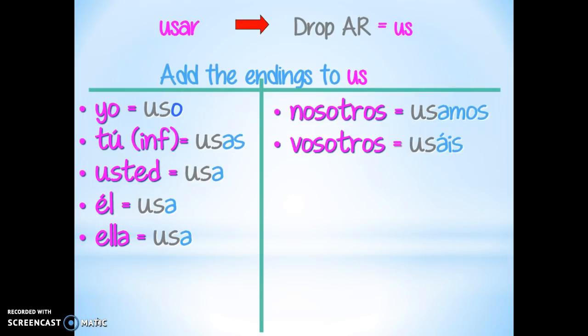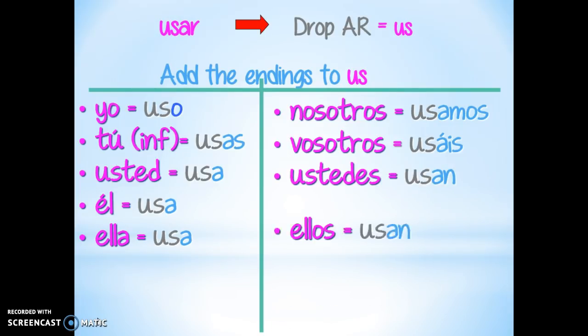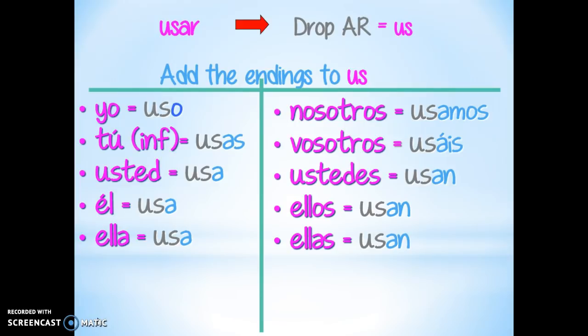And then we know that ustedes, ellos, and ellas are just like usted, él, ella, except that we put an N there. Ustedes, ellos, ellas, usan. Very easy, right?